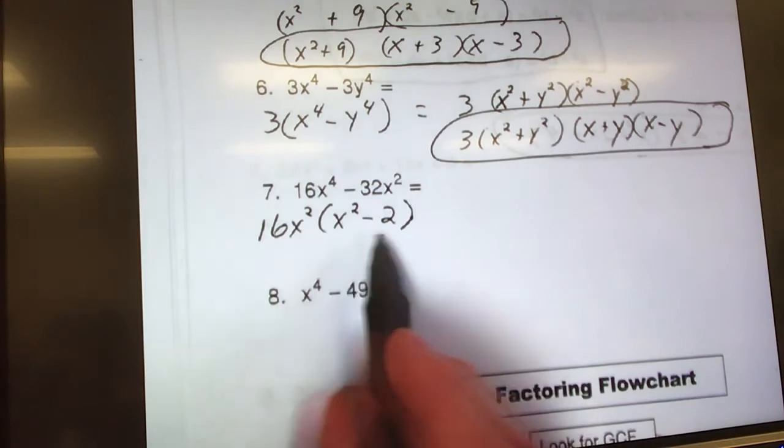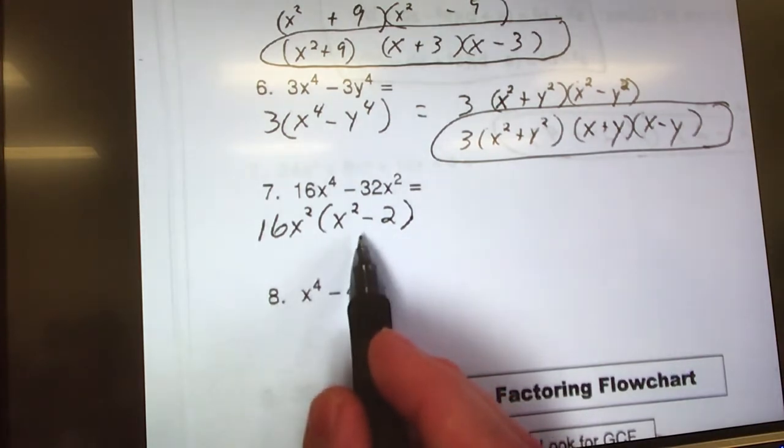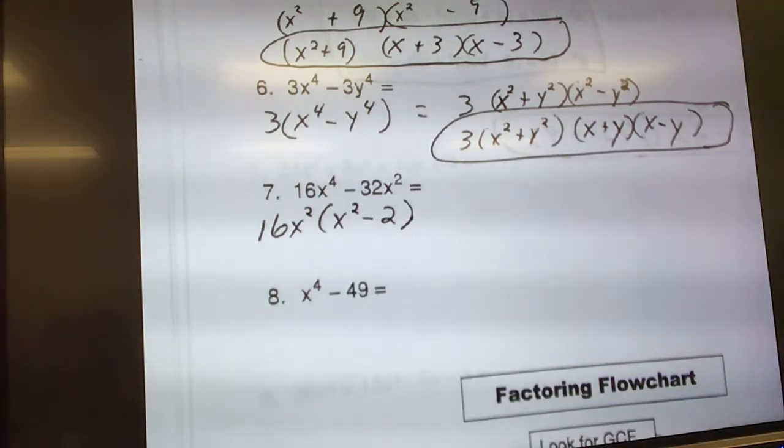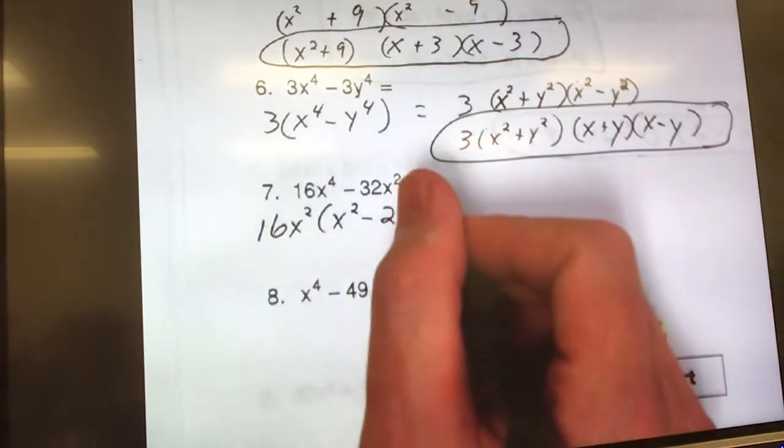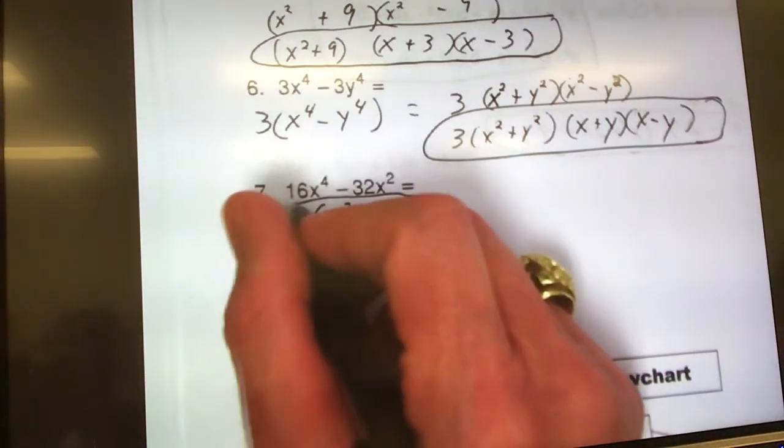I look at this and I go, wait, is this a difference of squares? No, 2 doesn't have a square root. Nothing times itself is 2. That's only 1 times 2. So that's as far as it goes.